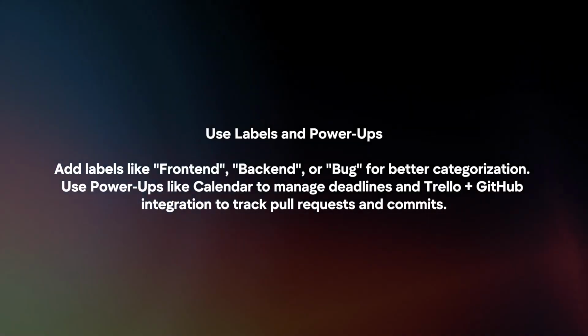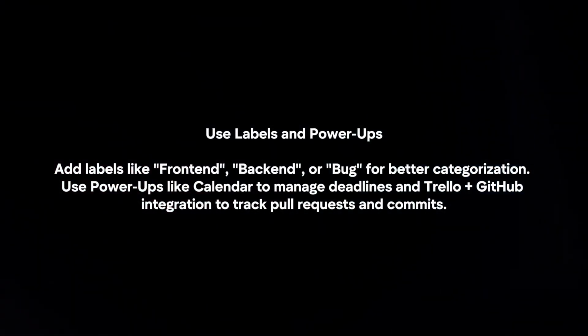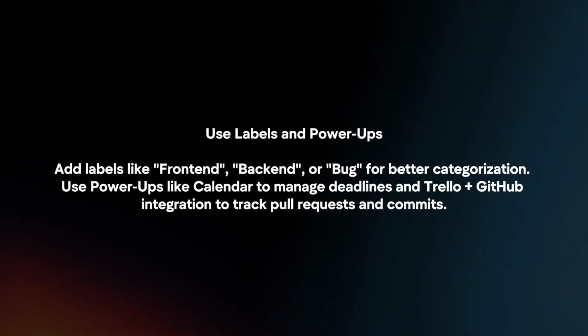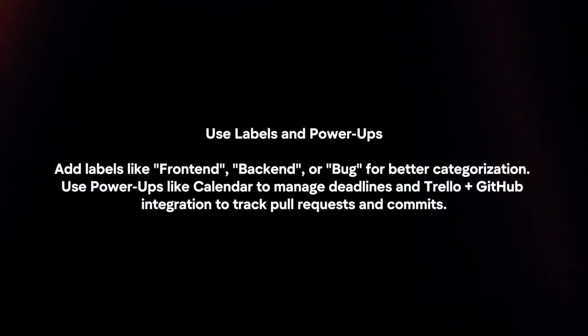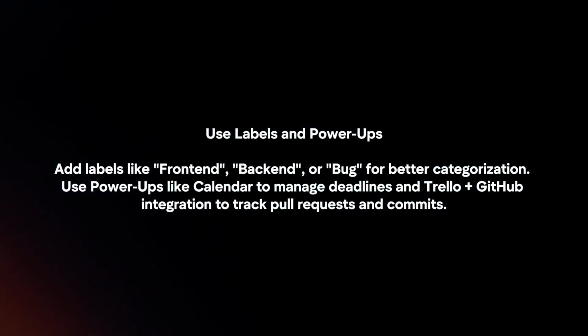Use labels and power-ups. Add labels like front-end, back-end, or bug for better categorization. Use power-ups like Calendar to manage deadlines and Trello plus GitHub integration to track pull requests and commits.